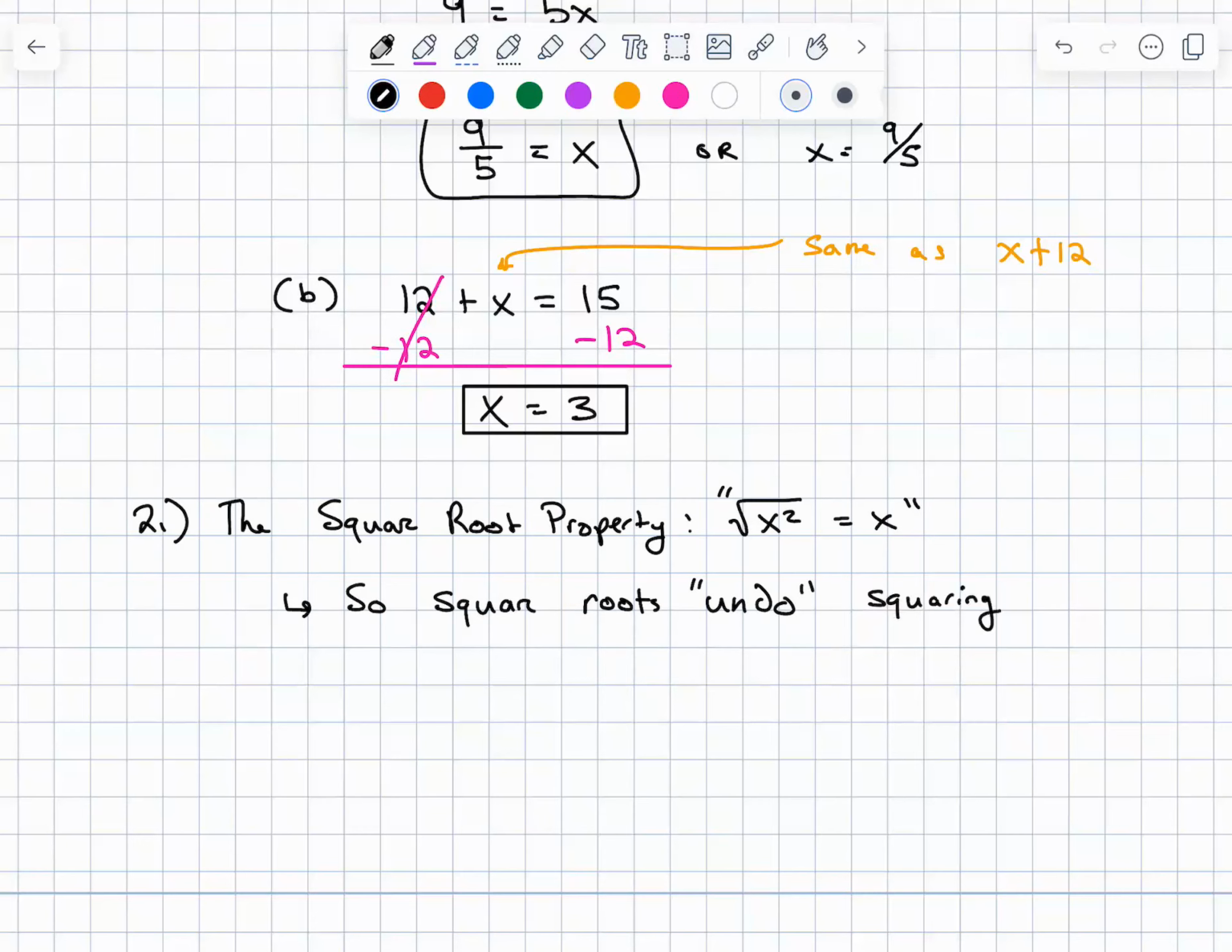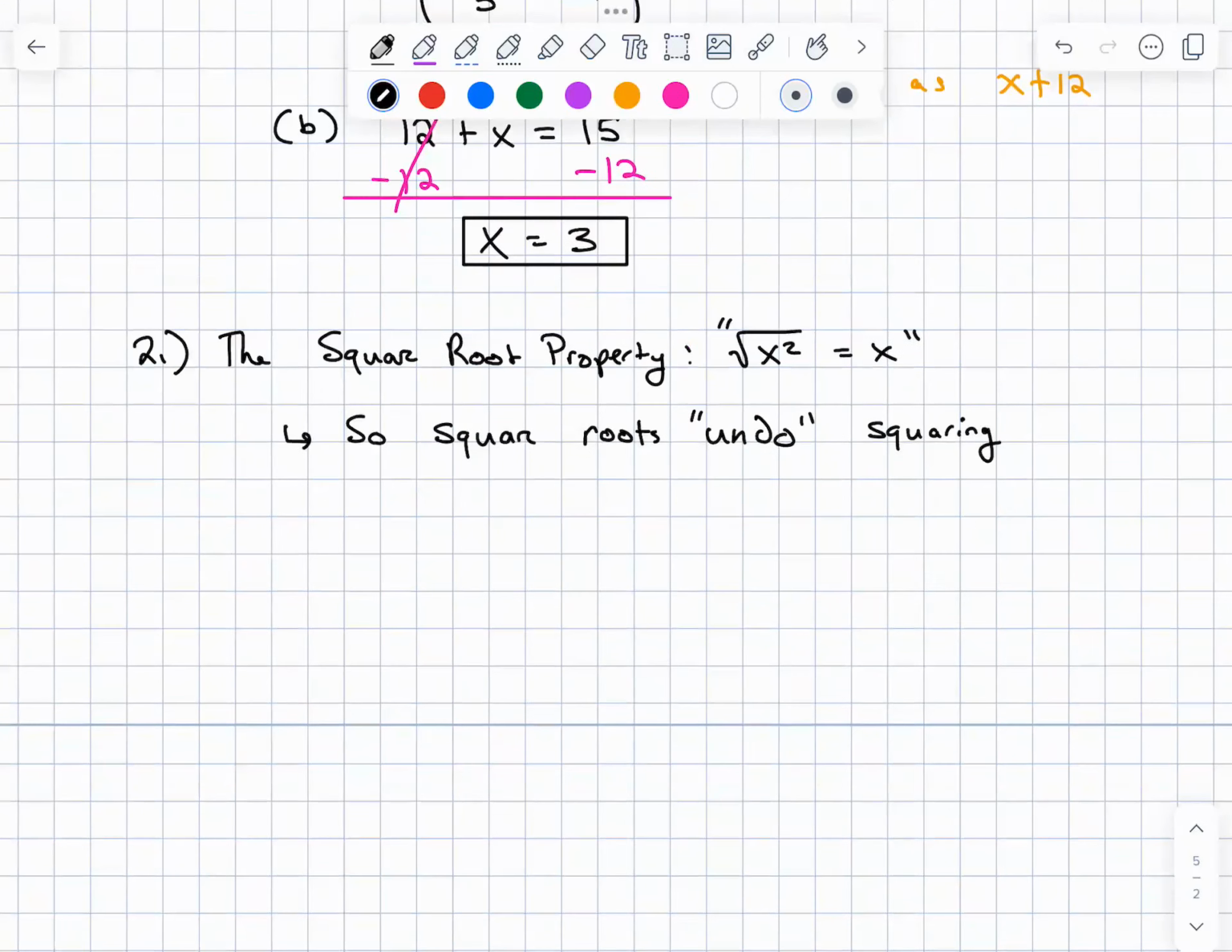So if you have a quantity squared and you square root it, it undoes it. Just like multiplication and division undo each other, multiplying by 3 and then dividing by 3 cancel each other out. Squaring something and then square rooting it cancels it out.